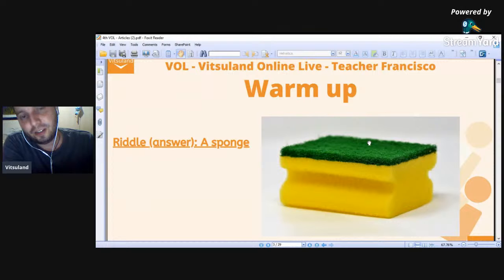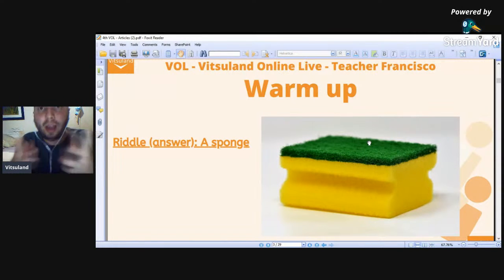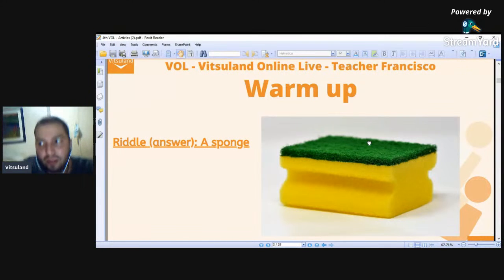So this is the tricky one. This is the secret. Of course, to solve these riddles, you have to think outside the box. You cannot be obvious. You have to be creative, and this is really, really interesting.